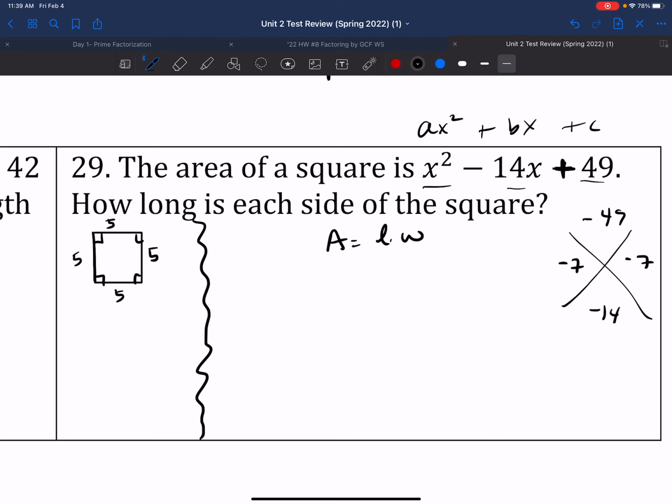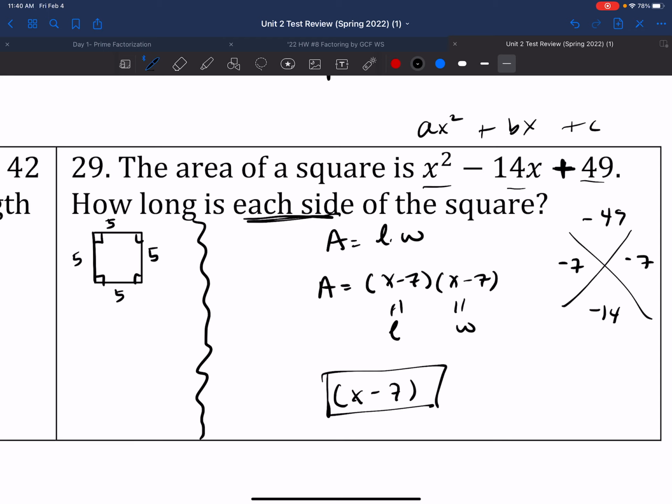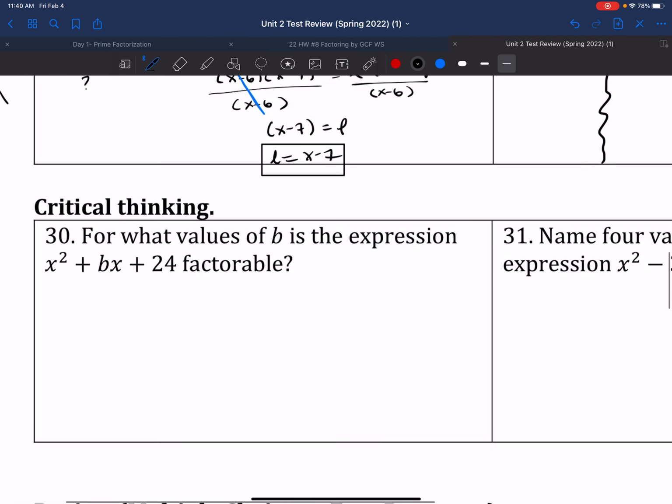So you should have A is equal to x minus 7 times x minus 7. And x minus 7, this is my length, and this is my width. And how long is each side? Well, it's the same side, so it's just going to be x minus 7, which is your answer. Okay, there you go. Let's go ahead and do number 30.